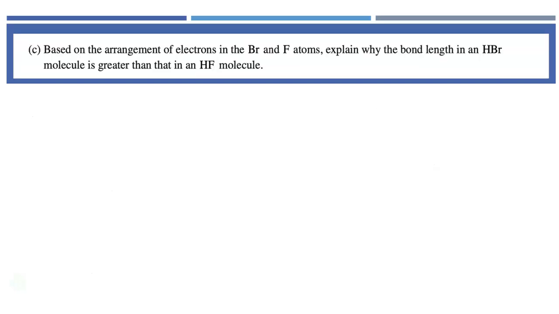Based on the arrangement of electrons in the bromine and fluorine atoms, explain why the bond length in an HBr molecule is greater than that in an HF molecule. We're told this. HBr has a longer bond length than HF. What we really need to do is think about atomic structure. It's not what they said. They didn't say principles of atomic structure. But that's really what we mean here.